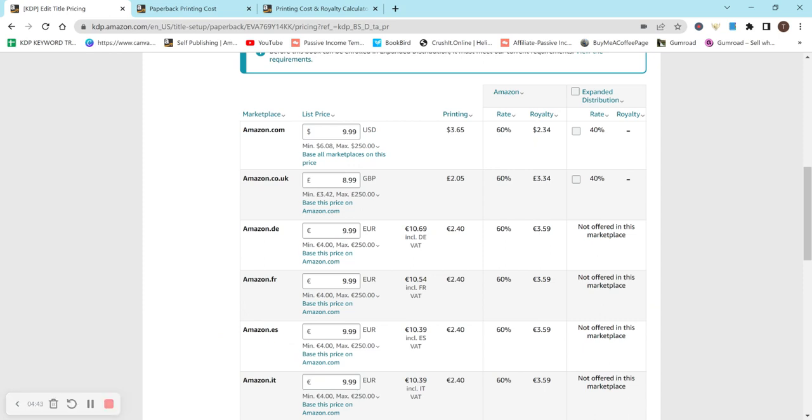So in regards to your royalty, for example, this book right here, I'm not going to share exactly what the book is, but this is a scrapbook paper book, so it has premium color because that's what I like to use since they're full page designs.